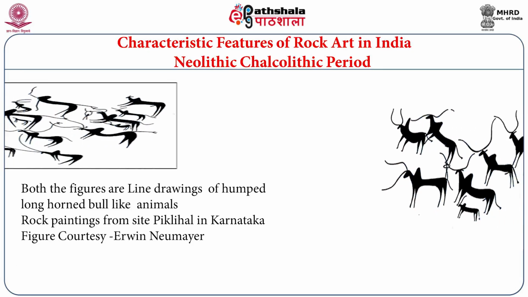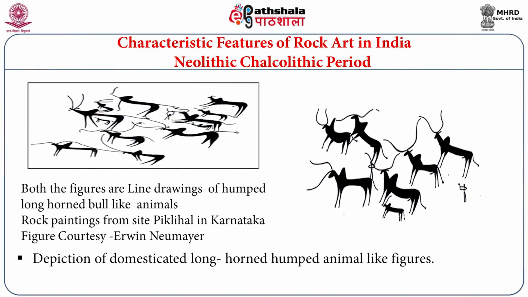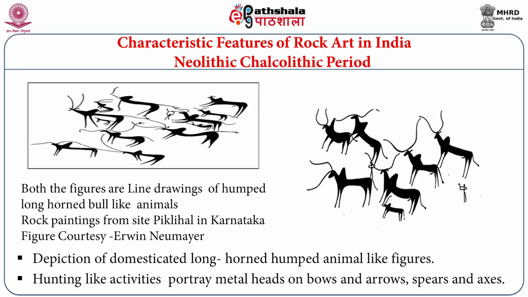So in the Neolithic and Chalcolithic period, we have a different kind of representation in the rock paintings. We have domesticated animals appearing. So we clearly see that domestication had begun and people were displaying these scenes that they were domesticating the animal, and that is displayed in the rock.